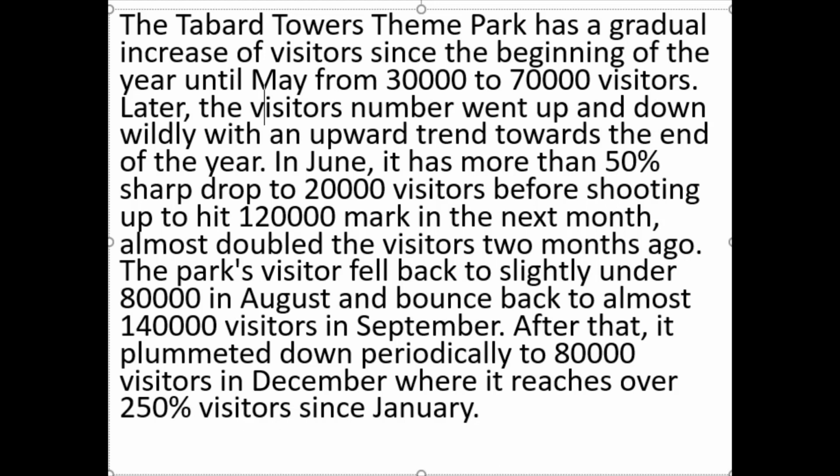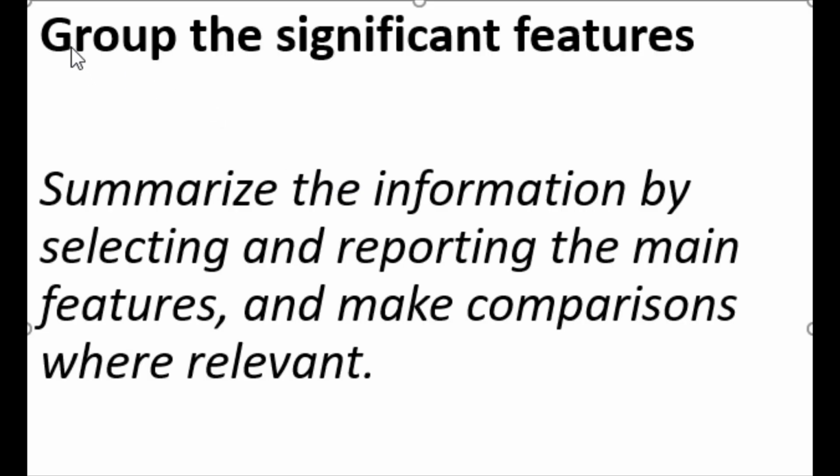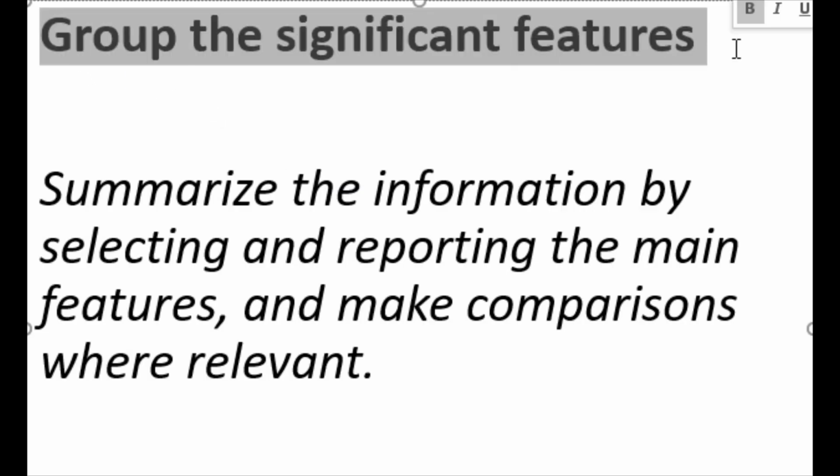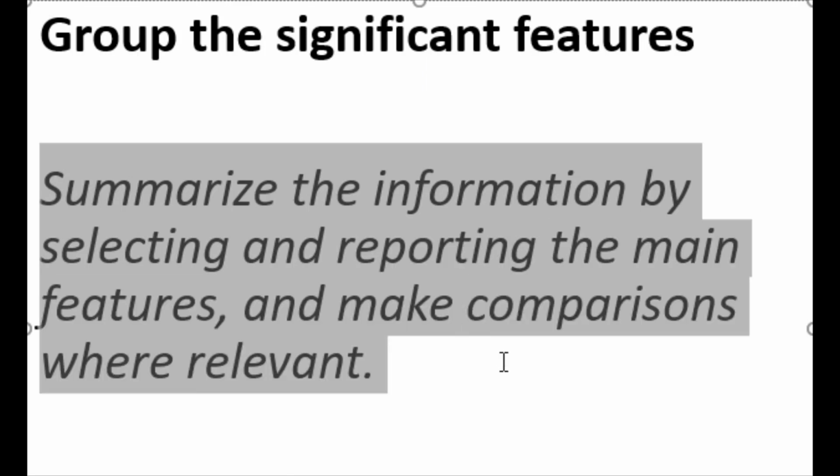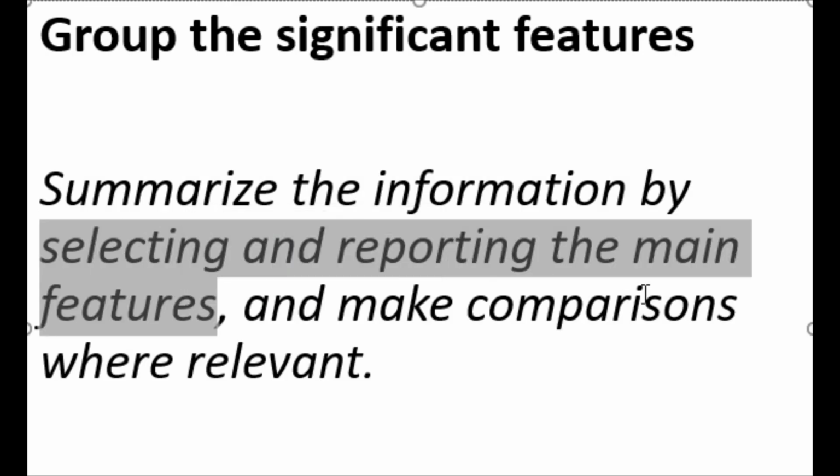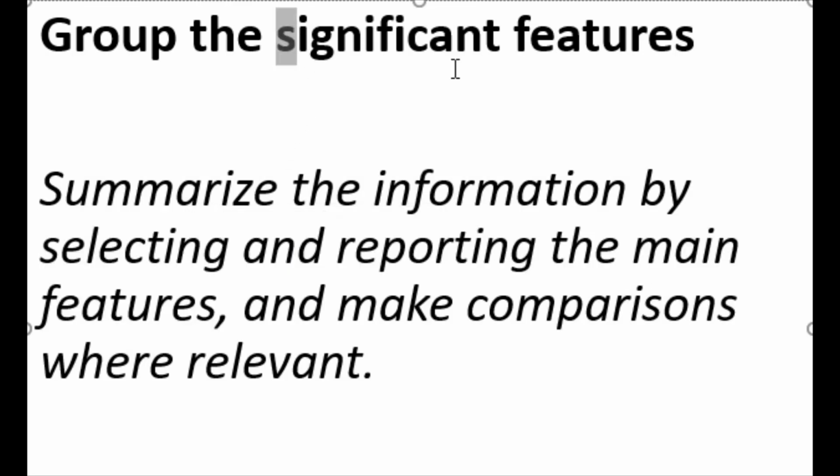Okay, so a couple of things to consider. What you need to do is group the significant features, because the task always says summarize the information by selecting and reporting the main features. So that means you need to identify what the significant features are. But then it continues to say make comparisons where relevant. Now, how are you going to compare the features if you don't group them?